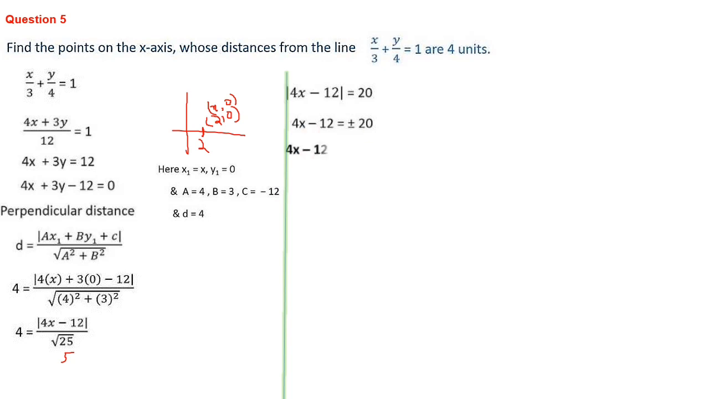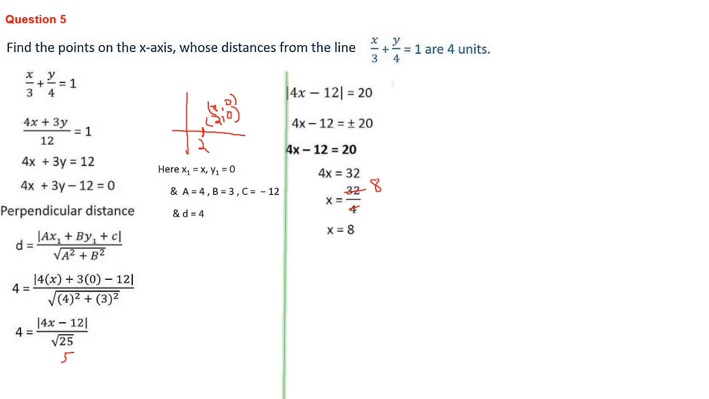Then here we can split it in two. 4x minus 12 is equal to 20. From here, the value of x we can calculate: 4x is equal to 20 plus 12, since minus 12 goes to the right side as plus 12. 20 plus 12 is 32. So x is equal to 32 by 4. When you divide 32 by 4, we get 8, since 8 fours are 32. So that is the value of x in the first case.